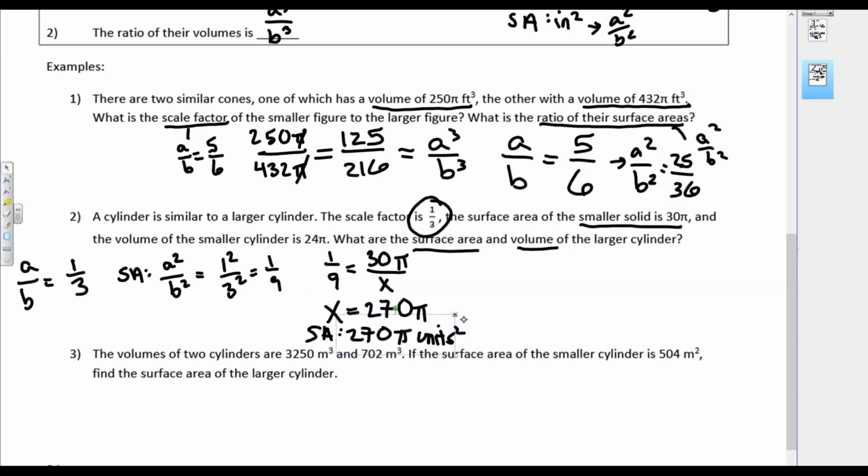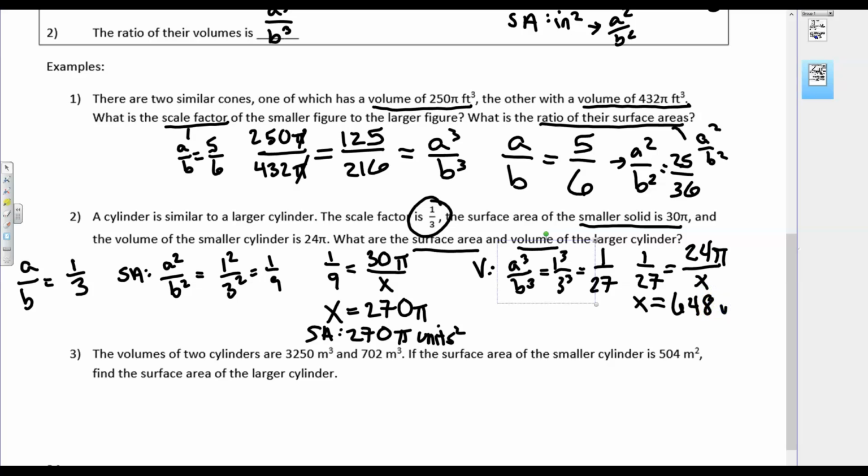Now let's do volume. Volume as a concept is a cubic concept, so I need a cubed over b cubed, which in this case is 1 cubed over 3 cubed, or 1 over 27. So I would set 1 over 27 equal to a ratio. They tell me the volume of the smaller cylinder is 24 pi, so the smaller number's on top in my ratio: 24 pi over x. Cross multiply, x equals 27 times 24 pi, which on my calculator gets me 648 pi units cubed for the volume. And we're done with that question.